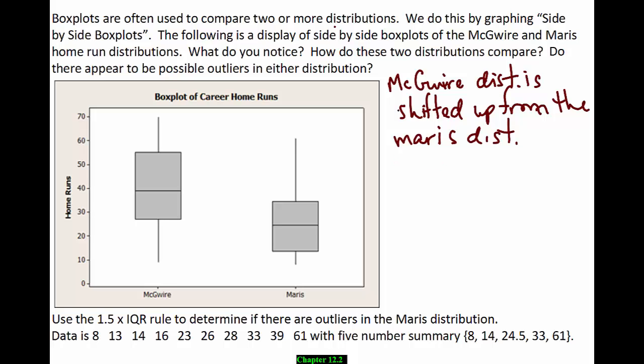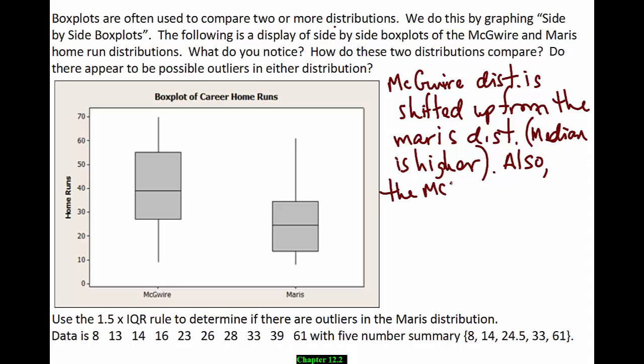So the McGuire distribution is shifted up from the Maris distribution, and we mean the median is higher, among other values, and also the McGuire distribution has more spread, is more variable, so less predictable from season to season.